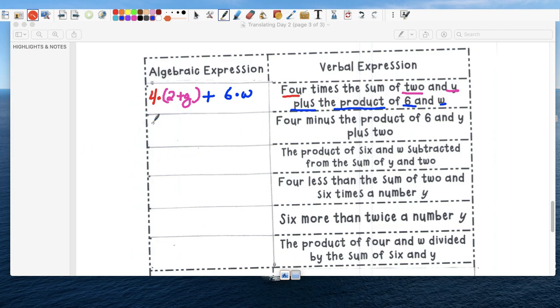Next one, 4. 4 is 4. Minus. Which is minus. The product, okay, so product is multiplication, so let's multiply who? So 4 minus the product, aquí está. 6 and y, so multiply 6 and y. Ahí está. 4 minus 6 times y, and then plus 2.